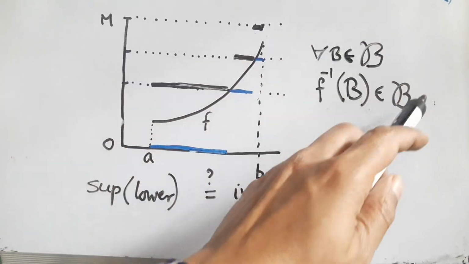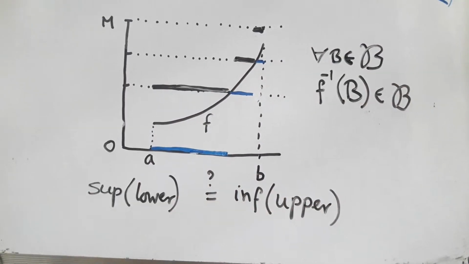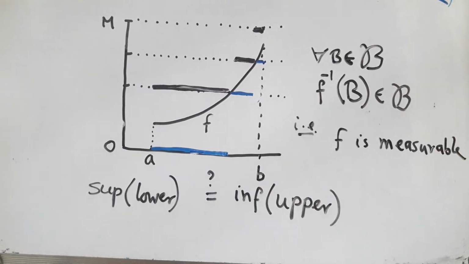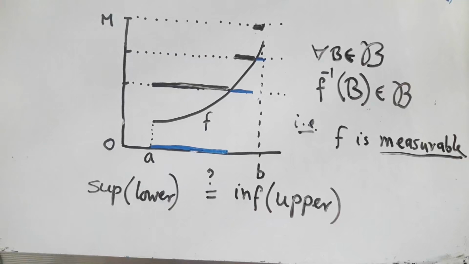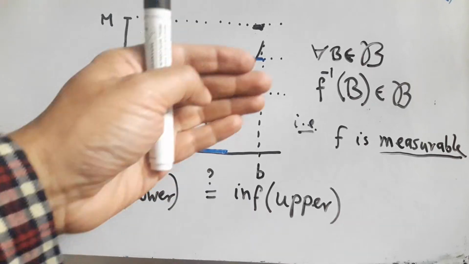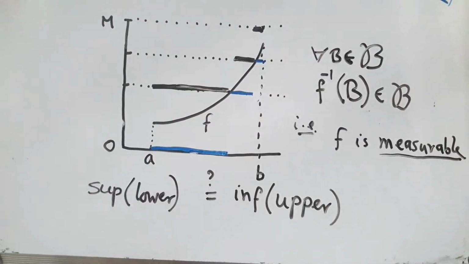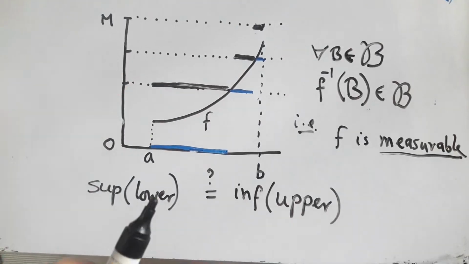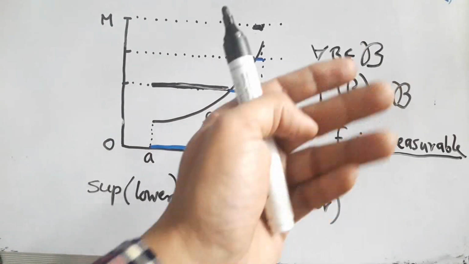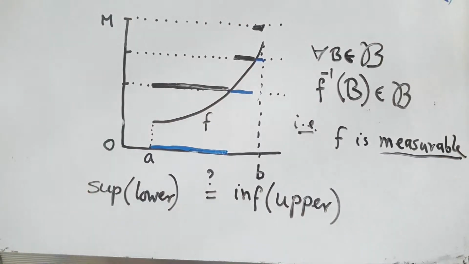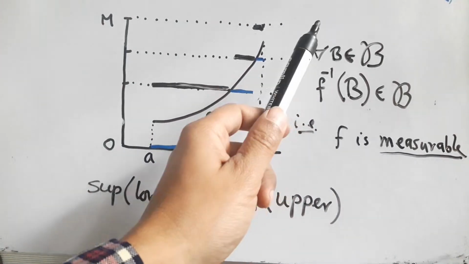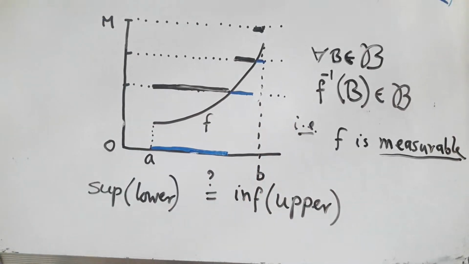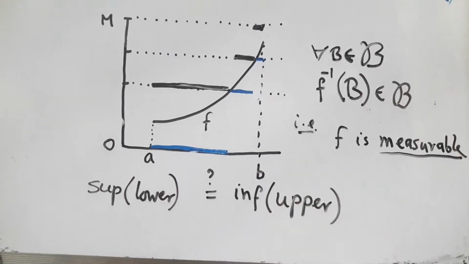Now this condition is so very important that we have a name for it. We say that f is measurable. So whenever you give me any set in script B, the pre-image must also be in script B. So if you think of all the elements of script B as good, it says that if you take any good set, its pre-image must again be a good set. So that's a nice property for f to have.